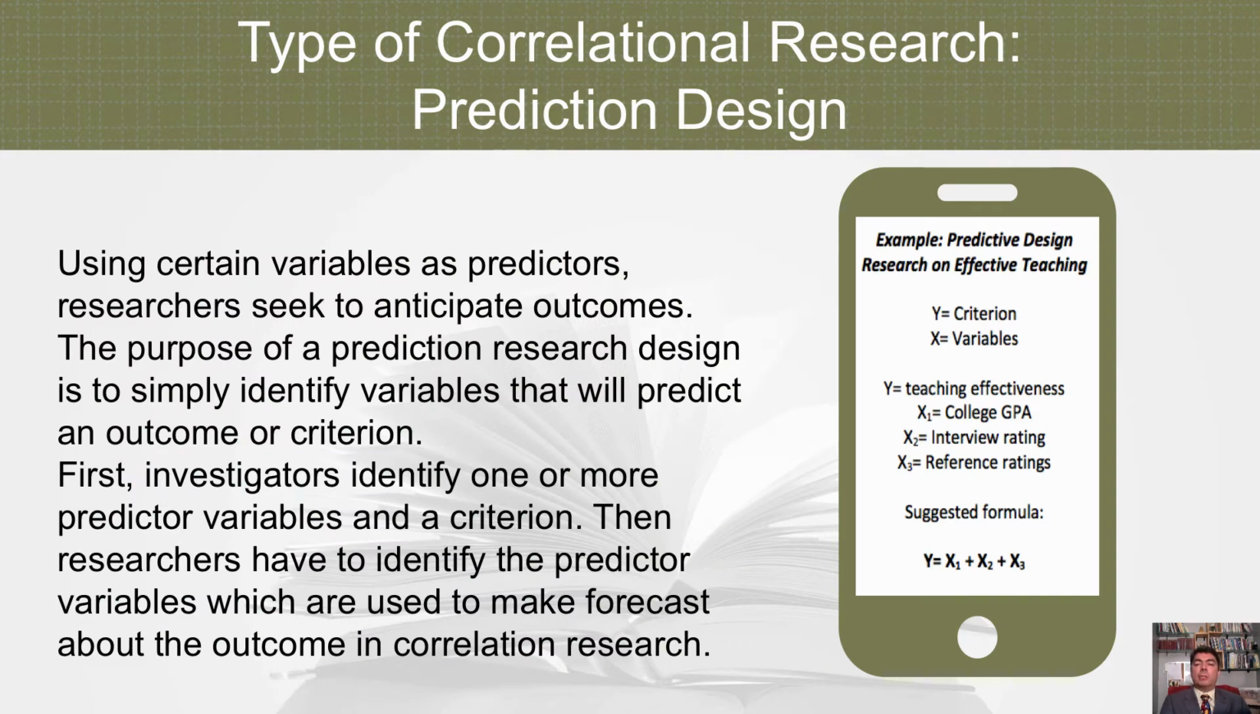The prediction design uses variables as predictors to anticipate outcomes. The variable that is predicted is called a criterion. Researchers identify the variables that predict or forecast a criterion. For example, a researcher might find that college GPA, ratings provided in an interview, and the ratings found in a reference can predict the effectiveness of a teacher in the classroom. We could state, using this information, that the criterion is teaching effectiveness, and the predictor variables are the GPA, the interview ratings, and the reference ratings.